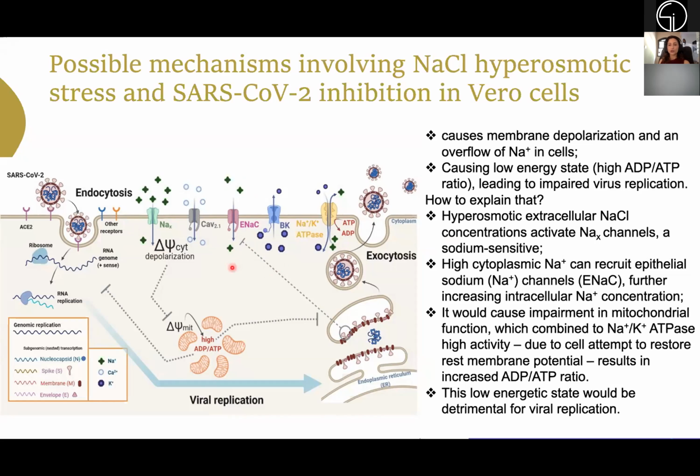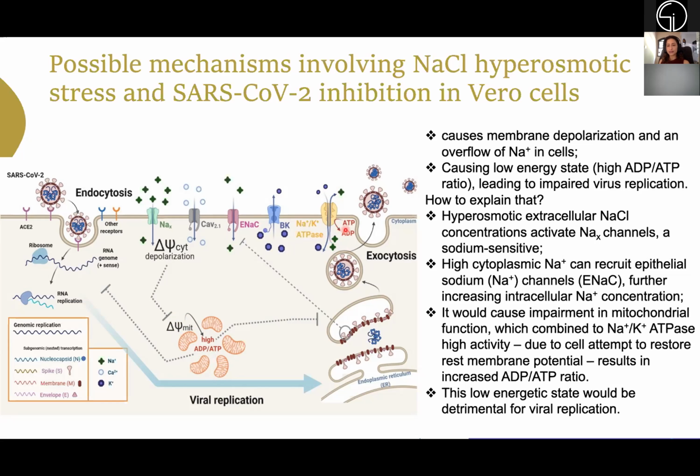So it would cause an impairment in the mitochondria function, meaning you have a depolarization of the mitochondria membrane and you don't have production of ATP. That can explain the low amount of ATP in the cell. Another effect could be high activity of the sodium-potassium pump to restore the potential of the cell. They pump out what is inside the cell, and this uses ATP.